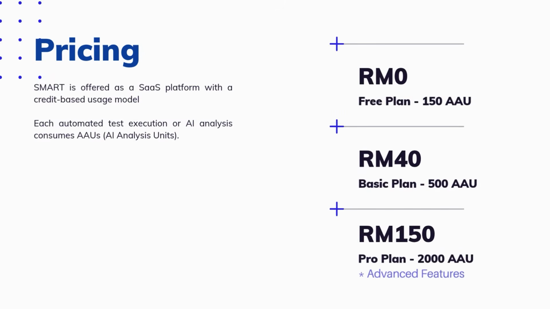Smart has strong potential as a software as a service, or SaaS, product by using a credit-based usage model. Each automated test execution or AI analysis consumes what we call AAUs, which is AI analysis units. We offer 3 pricing tiers: the free plan, which is RM0, perfect for individual or student developers, which includes 150 AAUs. The next plan is the basic plan for RM40, aimed at startups or small teams, which offers 500 AAUs. And last but not least is the Pro plan for RM150, built for growing teams or agencies, which includes 2000 AAUs and unlocks advanced features.